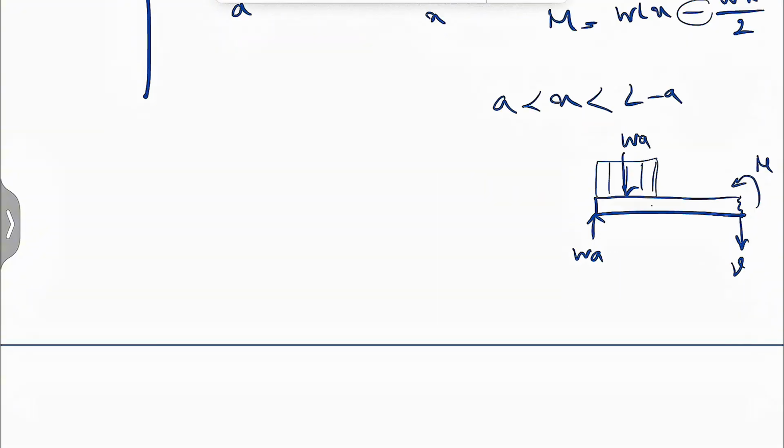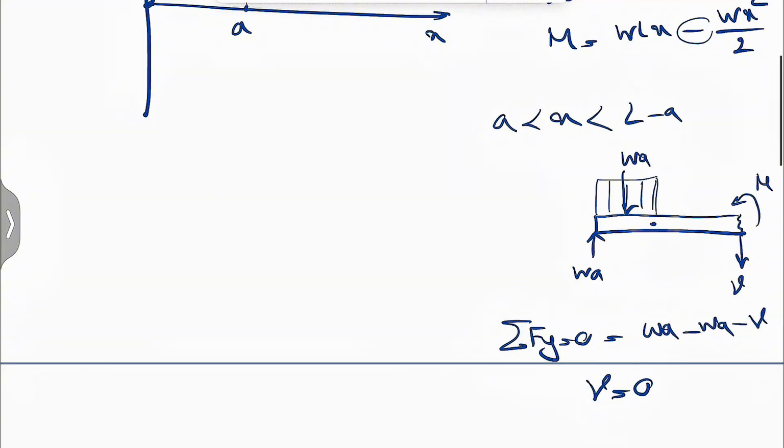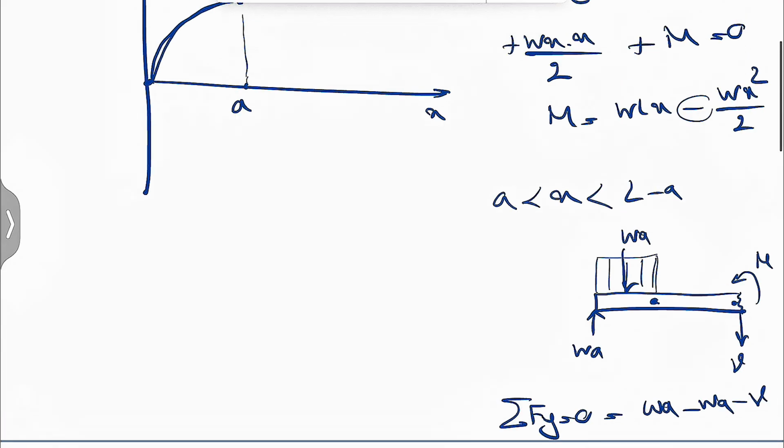We don't have any other forces applying on the beam after point B in here, so let's just do the sum of all forces in Y equals 0. Basically, we have WA, we have negative WA, and we have negative V. And that's pretty much everything, which means our V is 0 in here. So moving from the A point, which was here, to here, we don't have any shearing force.